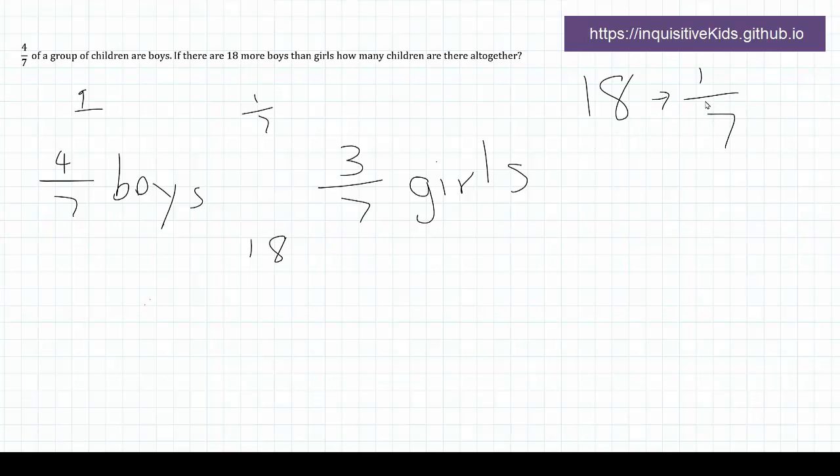Now we already know what 1/7 is. We can definitely tell how many children there are altogether. The group of children is split into 7 parts. We already know one part, which is equal to 18. So we can multiply 18 by 7. 7 times 18 is equal to 126.